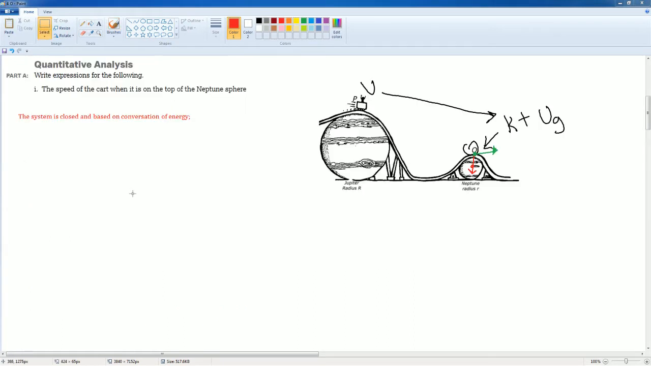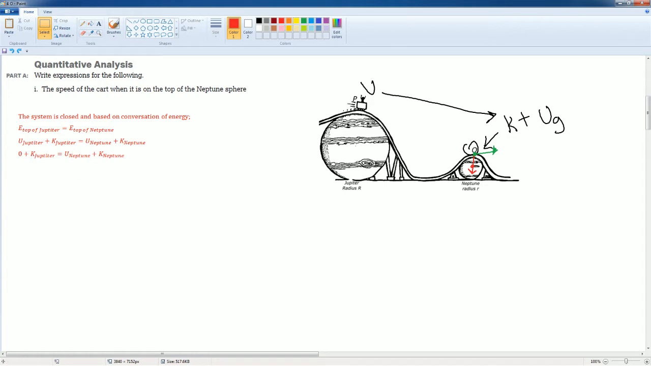The first thing I want to mention is that the system is closed, and based on conservation of energy, we can say that the energy on top of Jupiter is going to be equal to the energy on top of Neptune. On top of Jupiter, you have the potential energy plus the kinetic energy on top of Jupiter. That's going to be equal to the potential on top of Neptune and the kinetic on top of Neptune. But here's the difference.